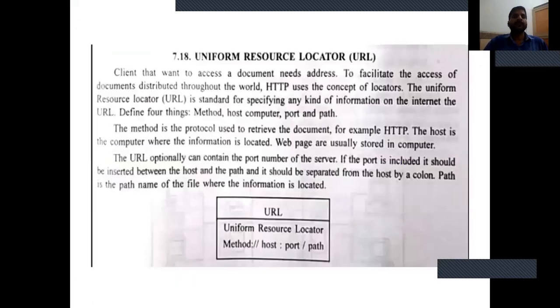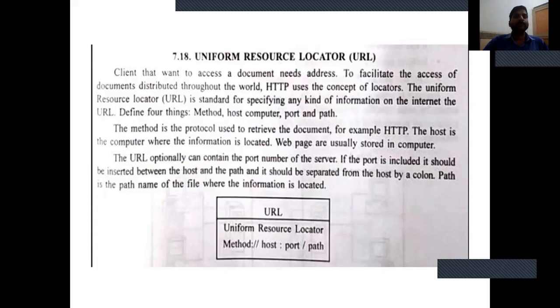In the Uniform Resource Locator, a client that wants to access a document needs an address to facilitate access to documents distributed throughout the world. So HTTP uses the concept of a locator. The Uniform Resource Locator is a standard for specifying any kind of information on the internet. The URL defines 4 things: method, host computer, port, and path.